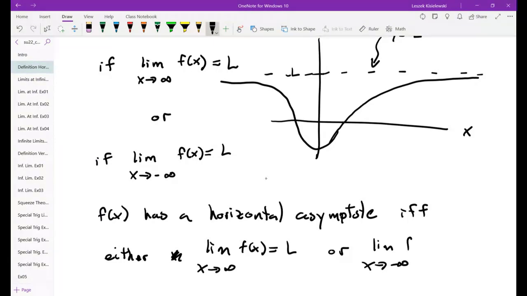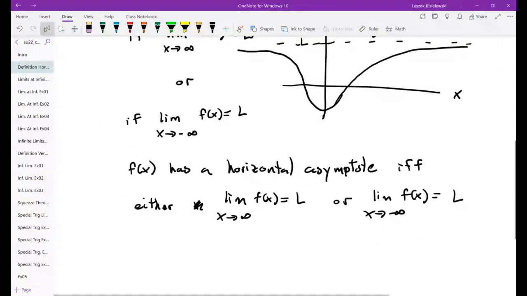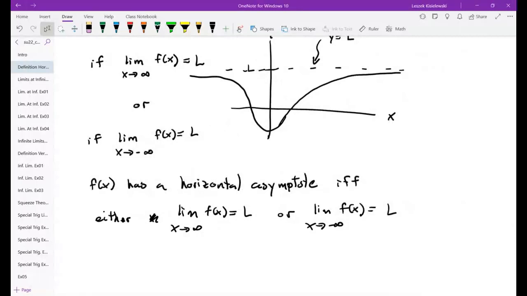A function might have more than one horizontal asymptote, and we'll see examples of that. So when checking for horizontal asymptotes, what you want to do is compute the limit as x goes to infinity and check if we get an asymptote that way. And then you also have to find the limit as x goes to negative infinity, because you might get no asymptote that way, or you might get a different one or the same one. But you have to check both infinite limits.